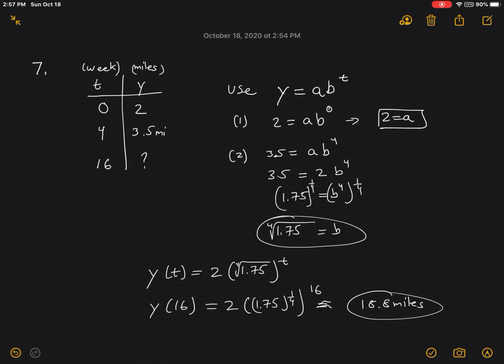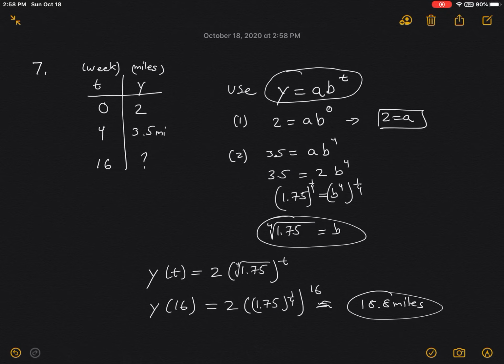Okay, so over here on number 7, it says you're training to run a marathon, but you've never run one before, and presently you can only run 2 miles before passing out. After 4 weeks of training, you can now run 3.5 miles. Assuming your progress continues exponentially, how many miles can you run in 16 weeks? So the equation I'm going to use is y equals a b to the x, or a b to the t.